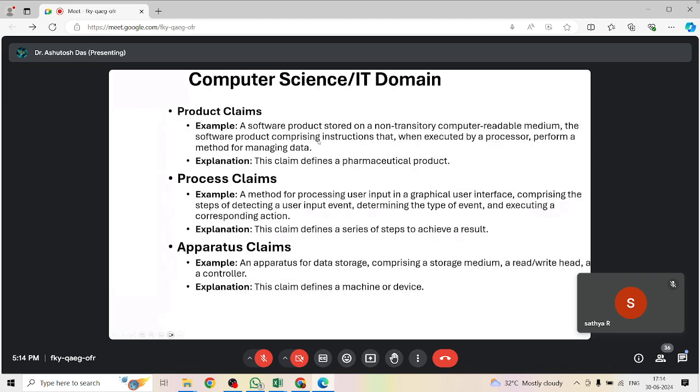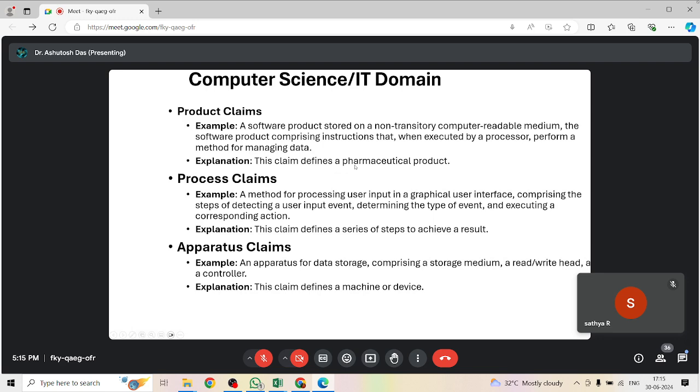Computer science: a software product stored in a non-transitory computer-readable medium. This software product comprises instructions that, when executed by a processor, perform a method of managing data. See, management also comes in here, but it has to do with a product. Executed and processed by the processor, it performs the activities. You're using software for that, some database for that, some methods for that, and then finally you get the results. The entire thing is a patent. It's a product.